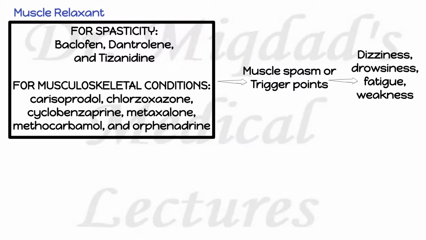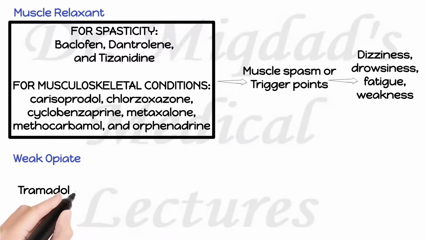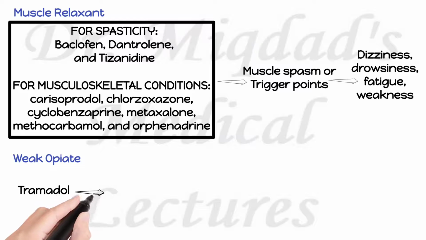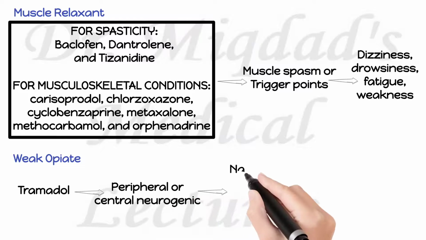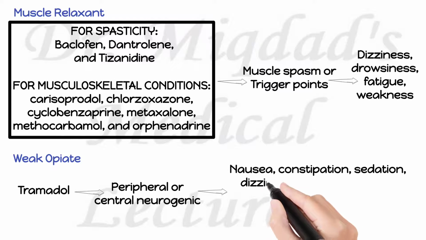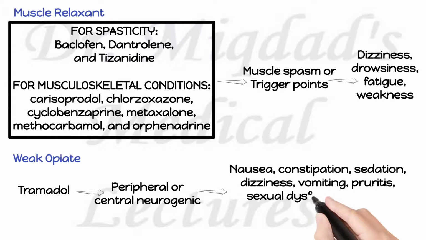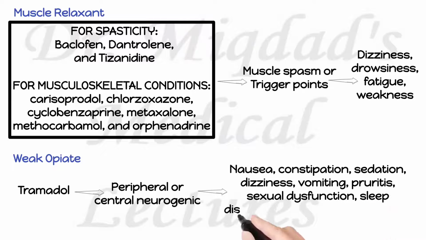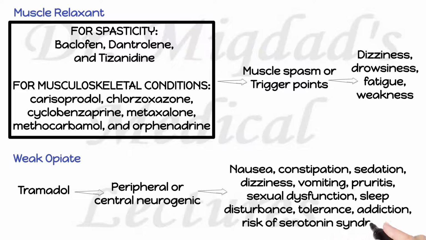Then the next category is weak opiates. Here tramadol is the good example, and it can be used for peripheral or central neurogenic pain. Again, its common side effects include nausea, constipation, dizziness. Sometimes it causes vomiting, then it may cause pruritus, sexual dysfunction, sleep disturbance, then tolerance, addiction, risk of serotonin syndrome, etc.